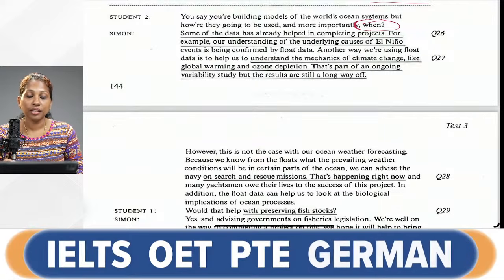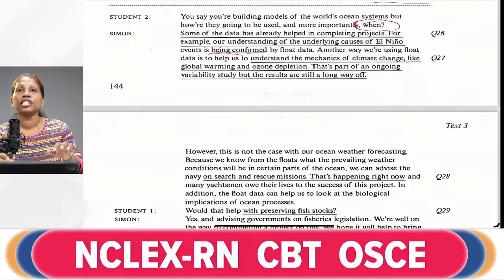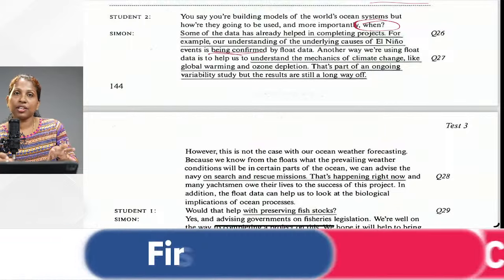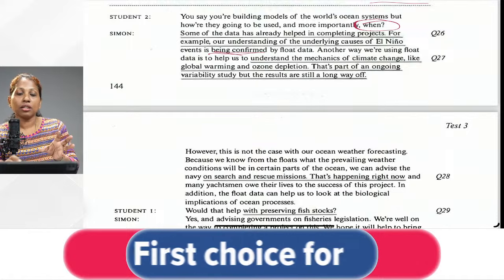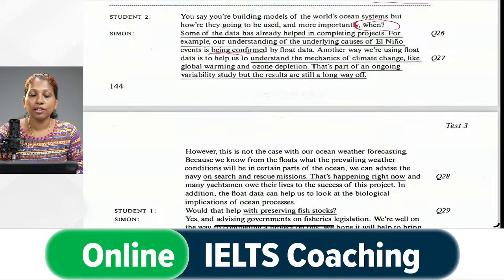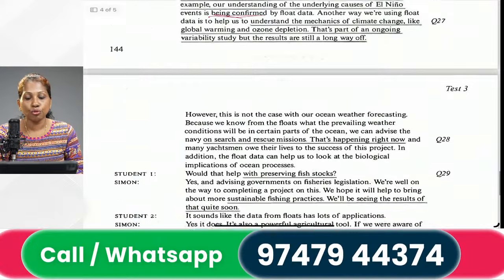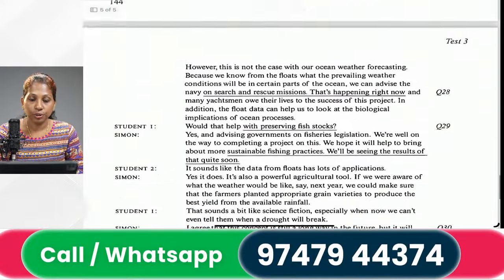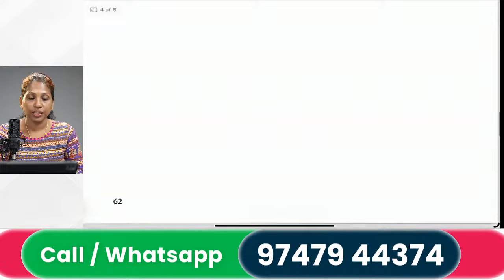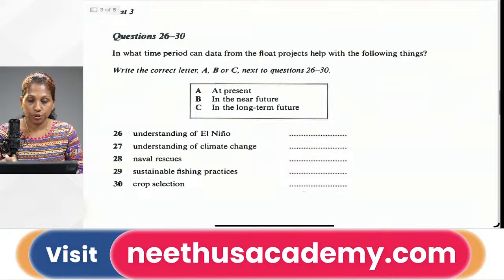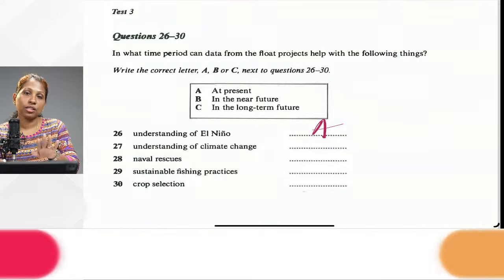Okay, here "is being confirmed" means right now it is being used. The data is being used for this particular understanding of El Nino events, done by the float data. So for the first question, 26, the option will be A, at present. Understanding of El Nino is right now being done, so it's at present.